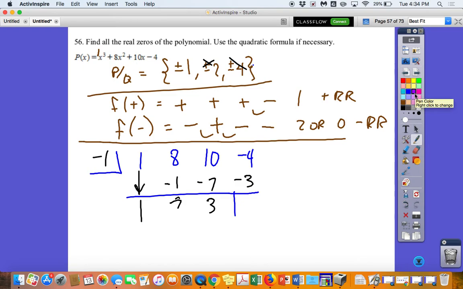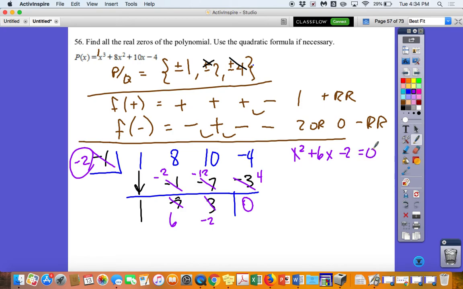So what about negative 2? So that would be negative 2. That'd be 6. That'd be a negative 12. Well, that'd be a negative 2. Negative 2, negative 2. Oh, that's positive 4. Praise the Lord, we've got one. So negative 2 worked. So I'm left with x squared plus 6x minus 2 equals 0. Quadratic formula, here we come.